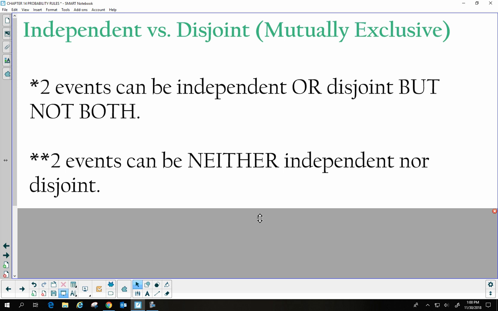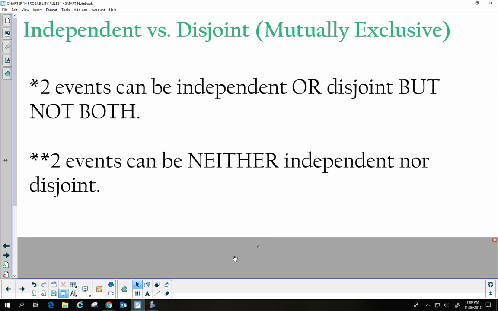That means they're not independent. One event happening affects the probability of the other event happening, and also there's disjoint or not disjoint, which means they both can happen at the same time. So that's just sort of a note to point out, to keep in mind as we go through probability.